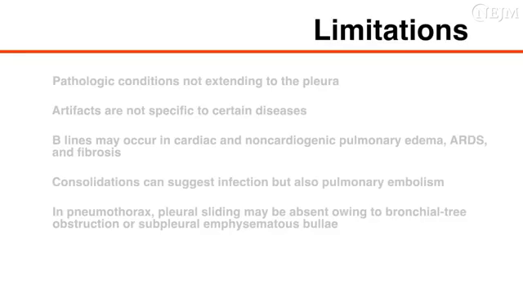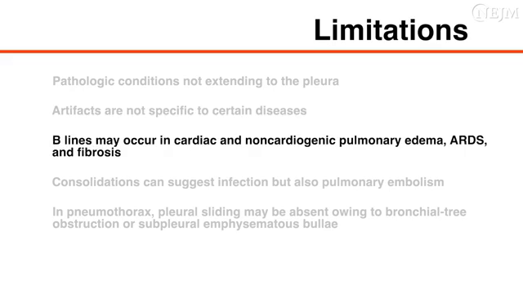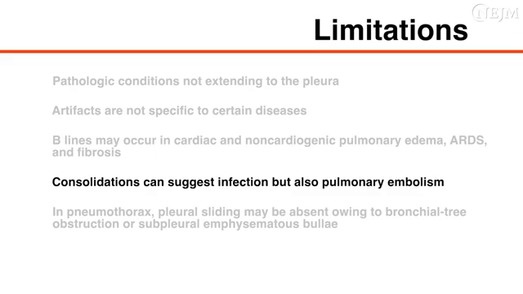Although lung ultrasonography can be used to establish the cause of dyspnea, it has several limitations. Lung ultrasound has limited capability to detect pathologic conditions not extending to the pleura. Further, different medical conditions may show overlapping or identical findings. B lines are not specific and may occur in patients with other diseases such as cardiac and non-cardiogenic pulmonary edema, acute respiratory distress syndrome, and fibrosis. Consolidations are also nonspecific findings that can suggest infection but can also be seen in pulmonary embolism.